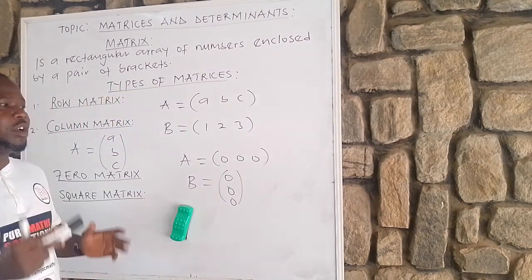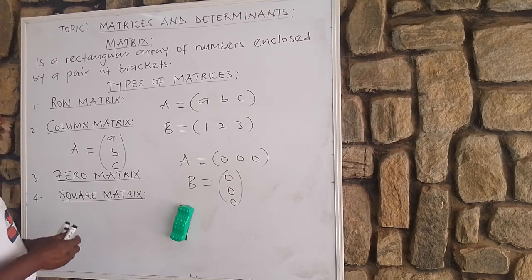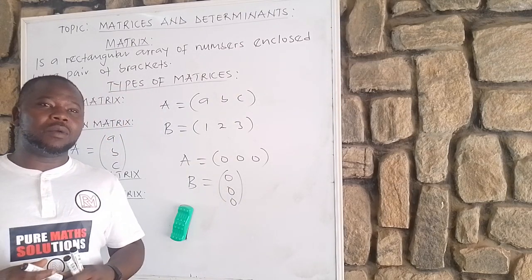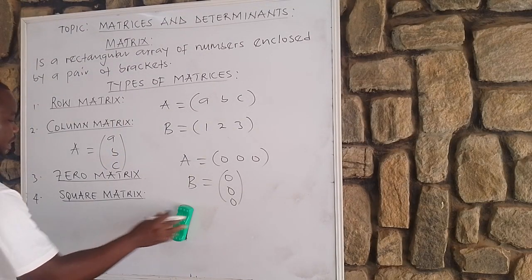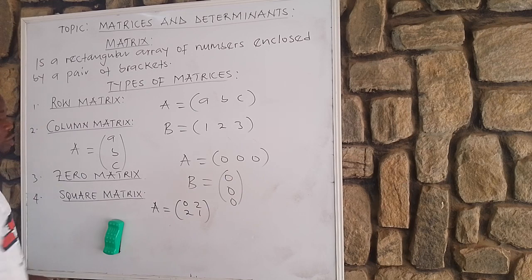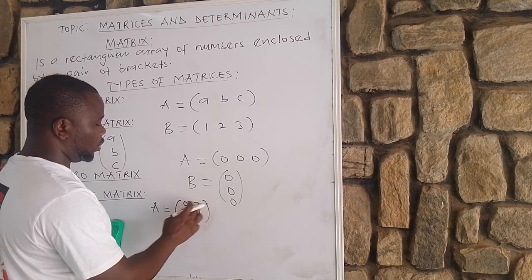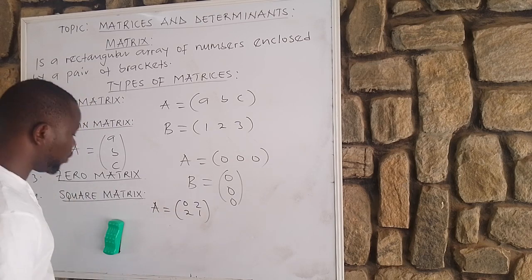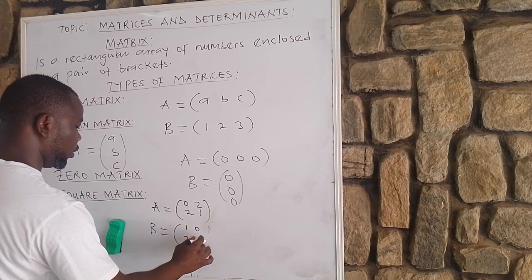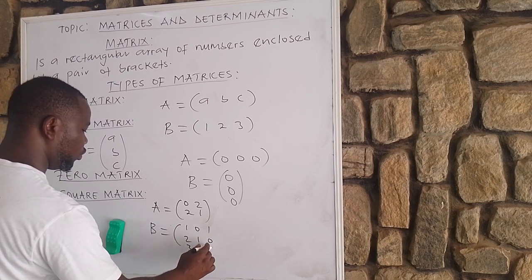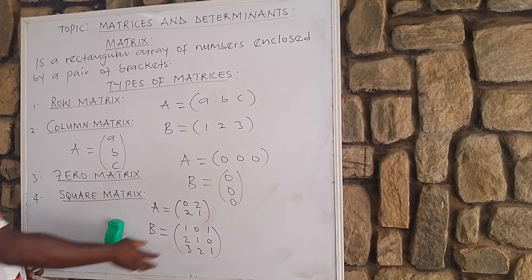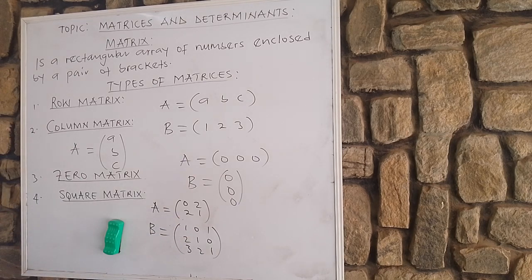So when we say square matrix, it means the rows and the columns are equal. An example of a square matrix is, let us have a matrix 0, 2, 2, 1. This is a square matrix. Why? Because you discover that the row is 1, 2, then the column is 1, 2. It means they are all equal. Or let's have one more example: 1, 0, 1, 2, 1, 0, 3, 2, 1. This is also a square matrix. So this is how a square matrix is. Is that clear? Do you agree with me?